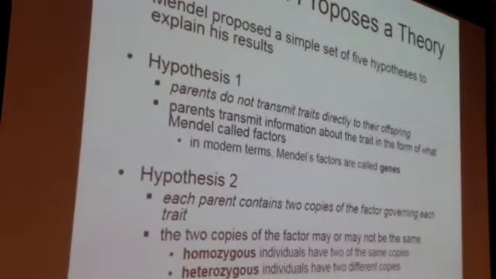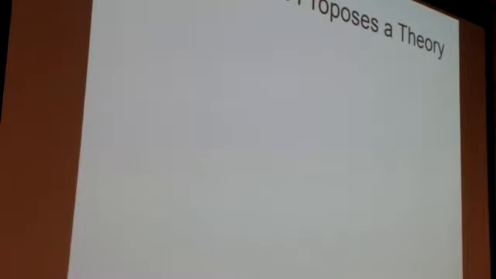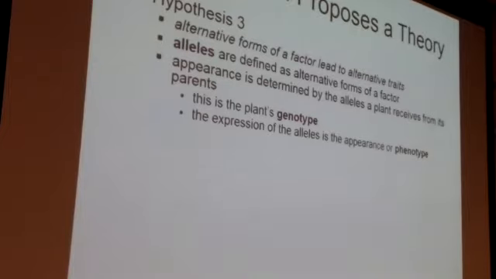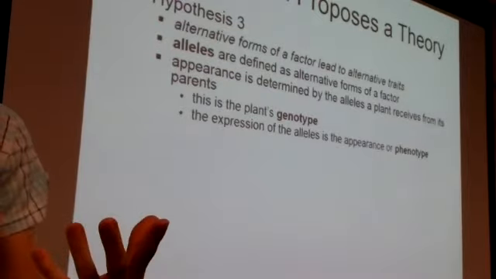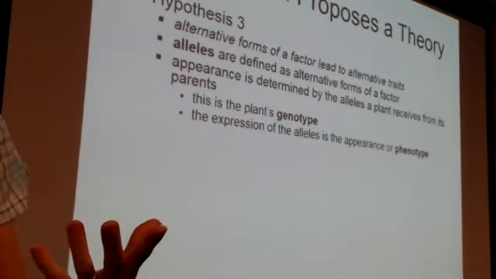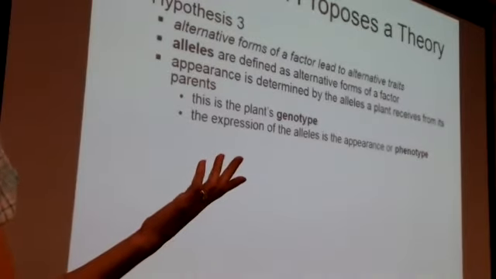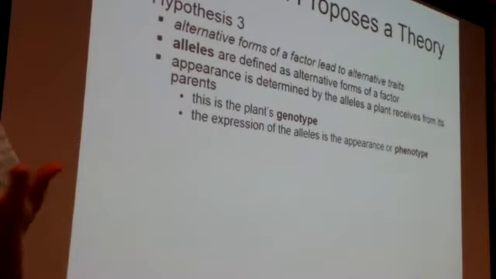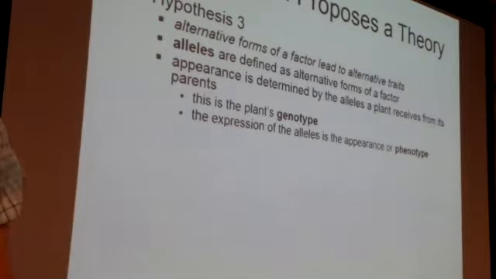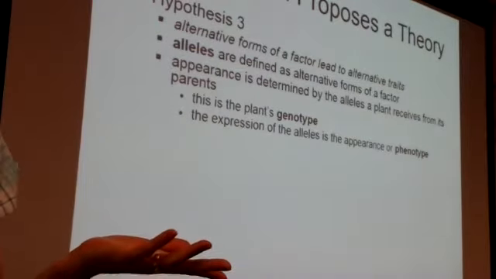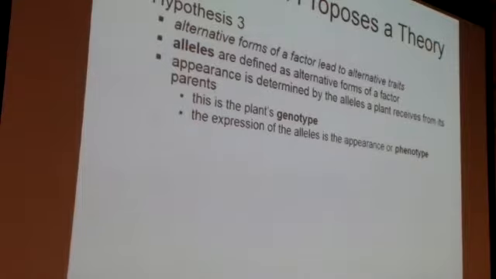You guys can look through his hypotheses. I'm not going to ask you about that. I will ask you about his laws, which we're getting to. There's alleles, okay, alternative forms. Now, he did get that far. He knew that there were these factors, genes, and he further deduced that there must be alternative forms. Well, obviously, otherwise you couldn't have different colors of flowers. He just called them alternative forms of a factor.